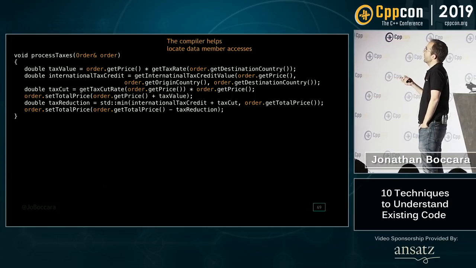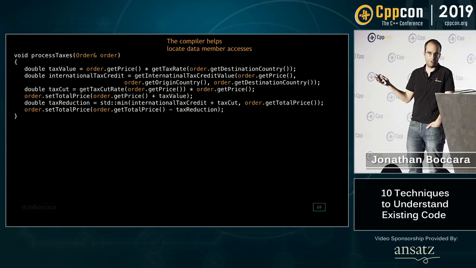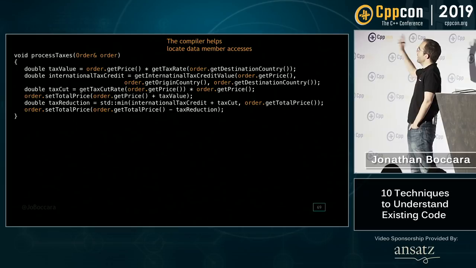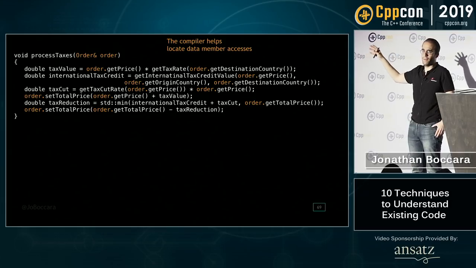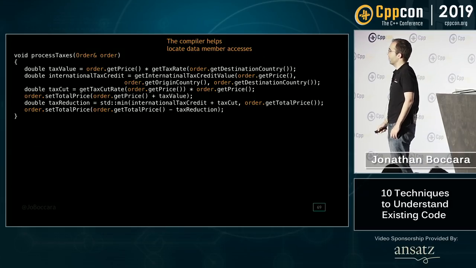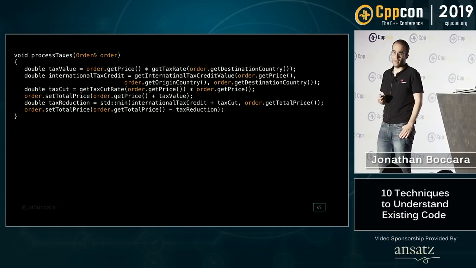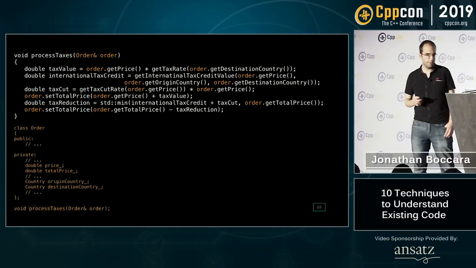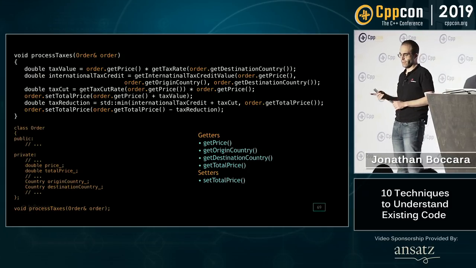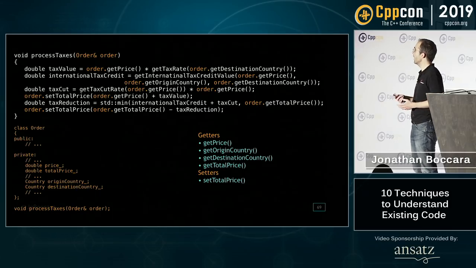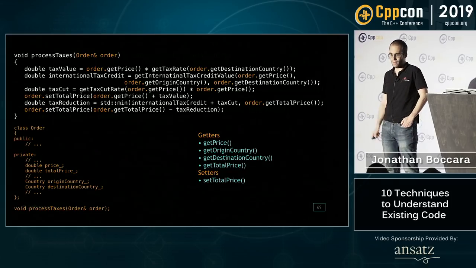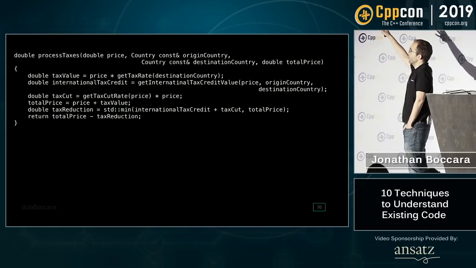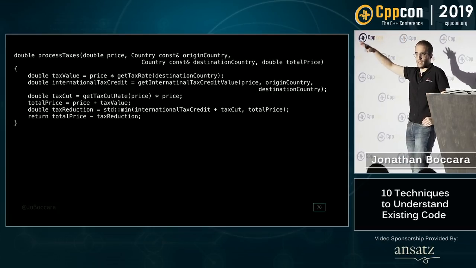The point of doing that is to see what the input and the output of the function are, right? By putting the method into a free function, the compiler is going to help us locate every occurrence of calling a member in the code. By doing that, we can identify the getters and the setters used in order, which gives us the inputs and the outputs of that function. In this particular case, the inputs are price, origin country, destination country, and total price. And the output is total price. Good. Let's reflect that in the interface.